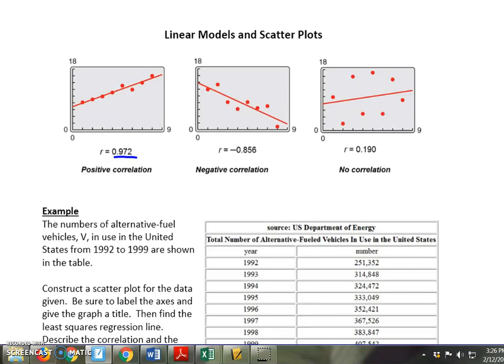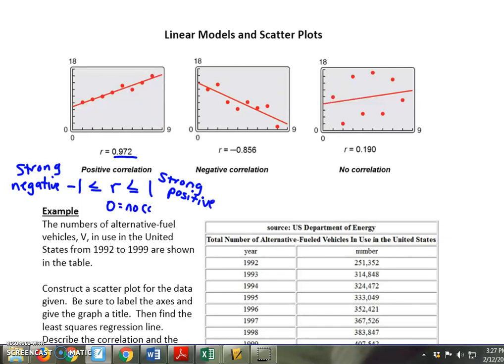Our values can be anywhere between -1 and +1. -1 indicates a strong negative relationship. +1 indicates a strong positive relationship or correlation. And 0 means no correlation. If you have, say, 0.5, that's a mild positive correlation. If you have -0.5, that would be a mild negative correlation.